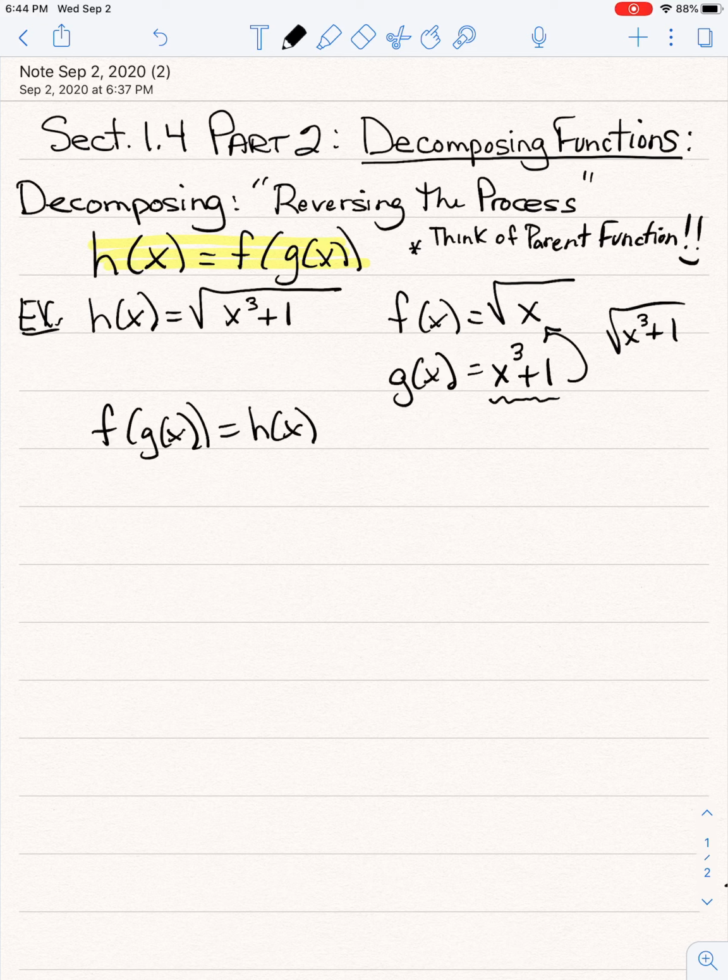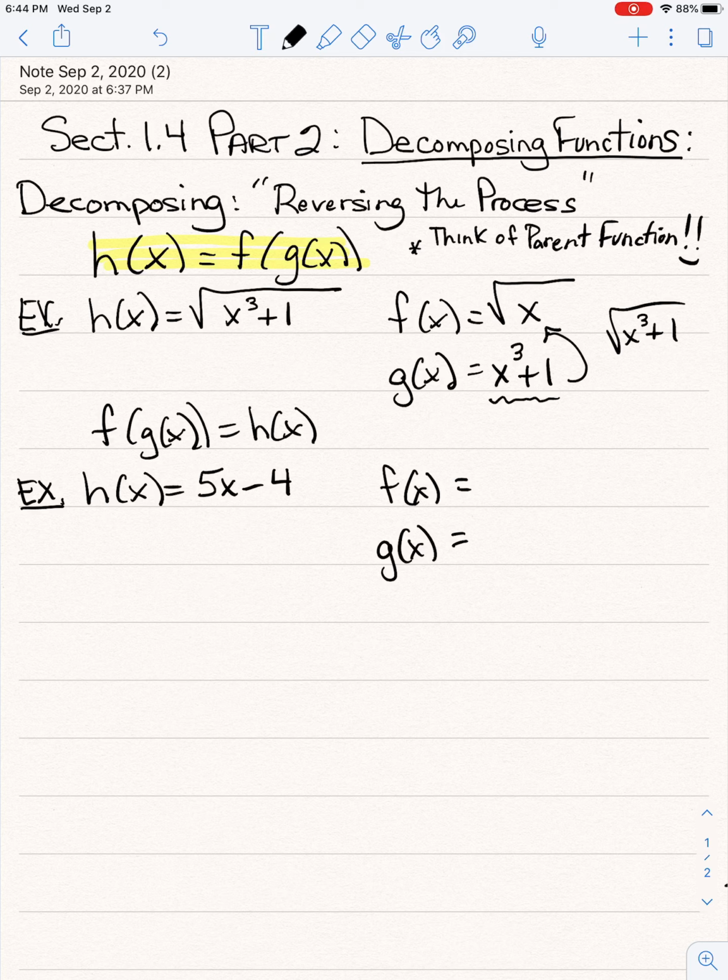Okay, let's go again. Sometimes it takes a couple of examples to catch on here. All right, so let's try h of x equals 5x minus 4. Okay, and again, let's think about what could we figure out here for f of x and g of x. In a way, it's like a puzzle. You have to decompose to come up with this answer.